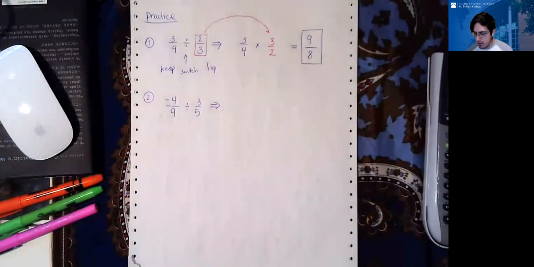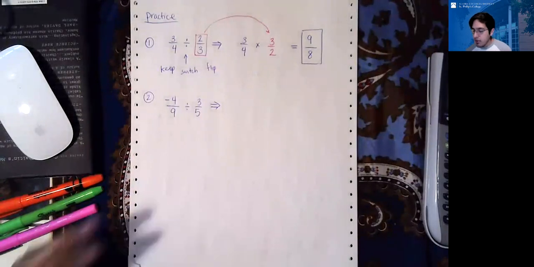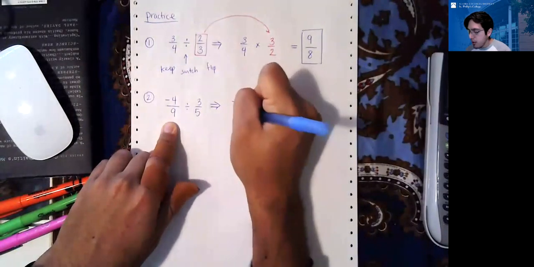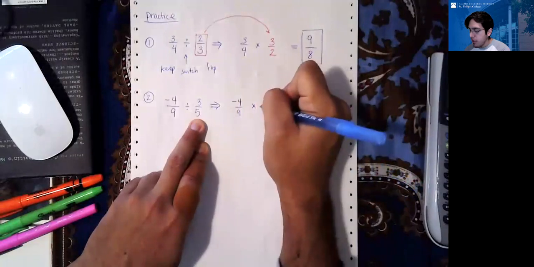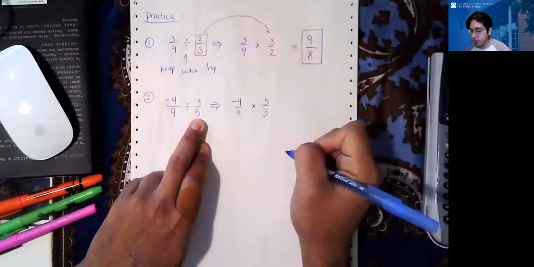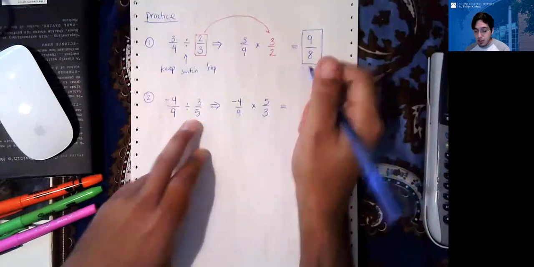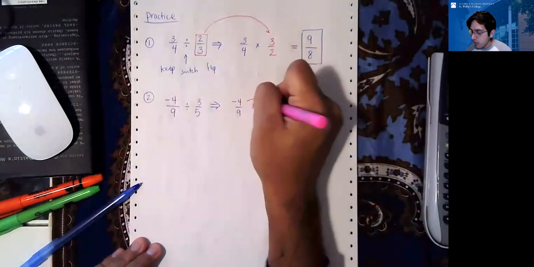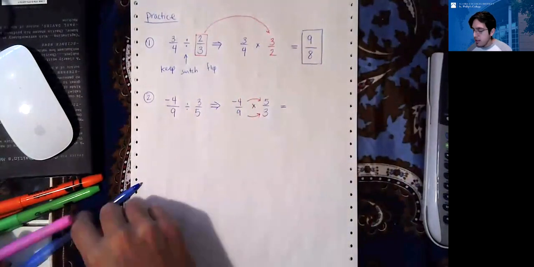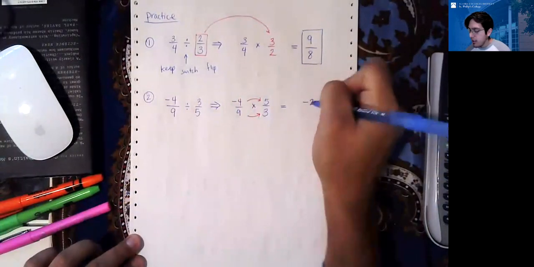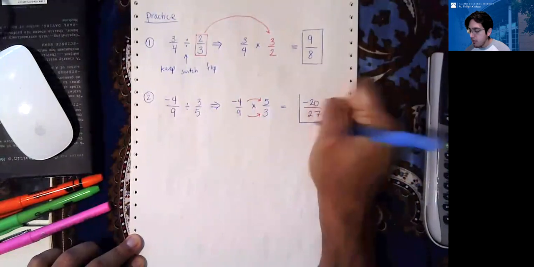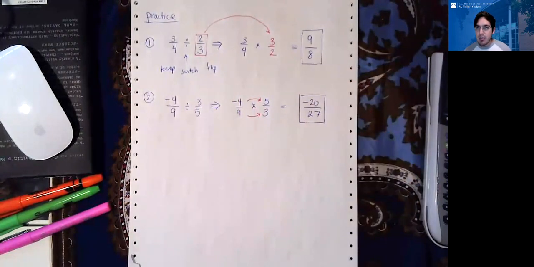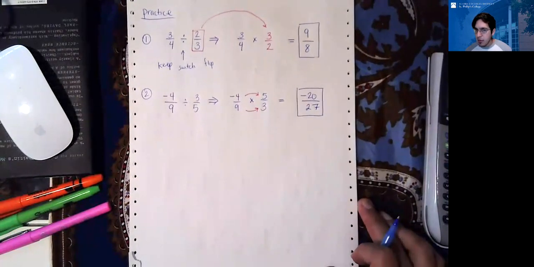Okay. Well, we're going to go ahead and apply keep, switch, flip. So I'm going to keep the first fraction, -4/9. We're going to switch to the world of multiplication and then flip this to its reciprocal, 5/3. Then we can just multiply straight across, since that's how we multiply fractions. So multiply that and that, this and that. And we should be getting -20/27. And that is our final answer there, since that fraction cannot be reduced either. Any questions about that problem?